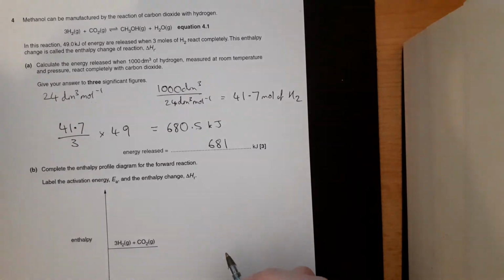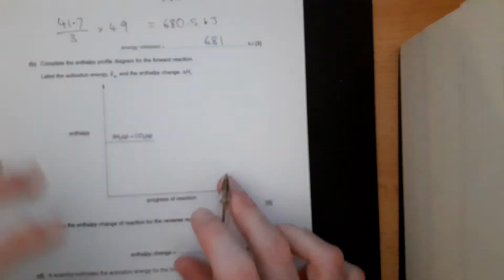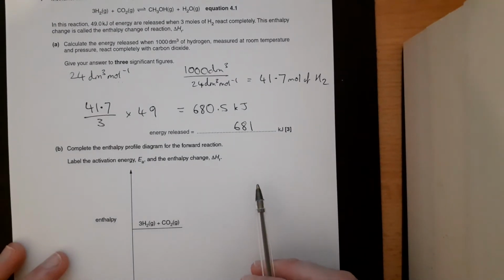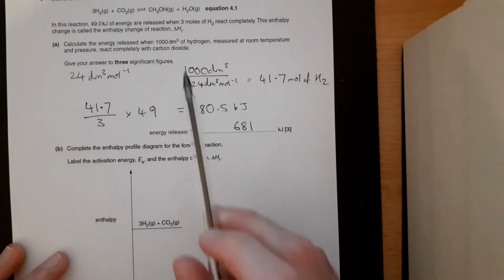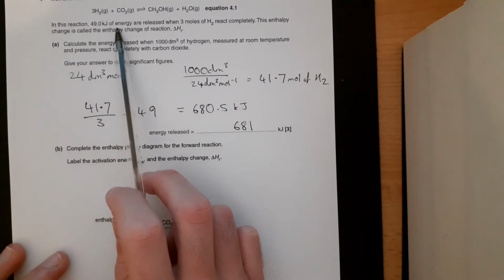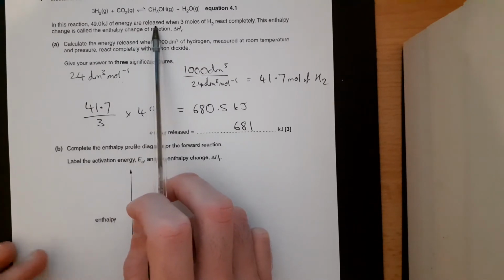Okay. Right, the next bit says, complete this enthalpy profile diagram for the forward reaction. Label the activation energy and the enthalpy change. Okay, so we need to go back and look at, was this exothermic or endothermic? It hasn't given us delta H, but it does say that 49 kilojoules of energy are released. So if we're releasing energy, it must be exothermic.